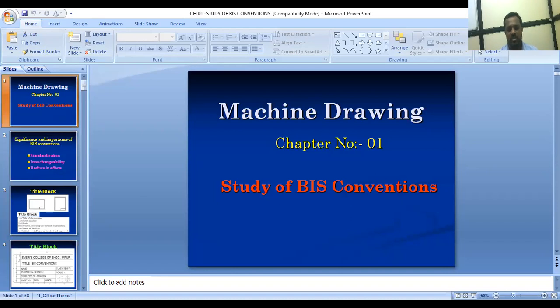The first importance and significance of the BIS conventions is standardization. It means that because of the BIS conventions, we can easily establish the standardization concept in production. Again, it is possible to achieve interchangeability. And the last importance is that it is possible to reduce human errors. These are the very basic points. Now the next point is the title block.